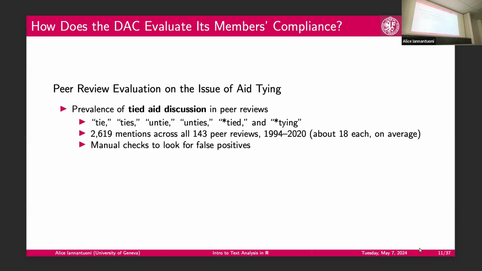We do extensive manual checks to look for potential false positives, and hopefully I'll convince you more when I go to R that this is a good strategy to pick up the discourse on tied aid. That's one thing I should convince you of. The second thing I should convince you of is that at least in this time frame, anytime tied aid is discussed, it is discussed in a negative way, right? There are never sentences that say, you should go and tie more of your aid, right? Instead, it is a topic that when discussed, it's always discussed to tell the donor, you should tie less of your aid, yeah?